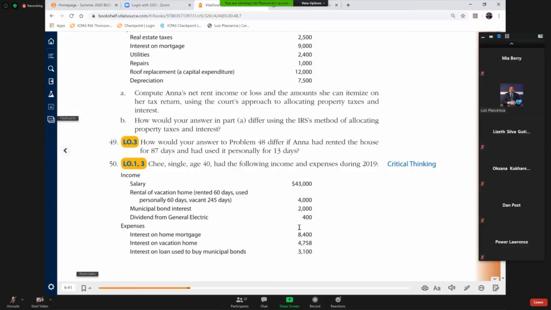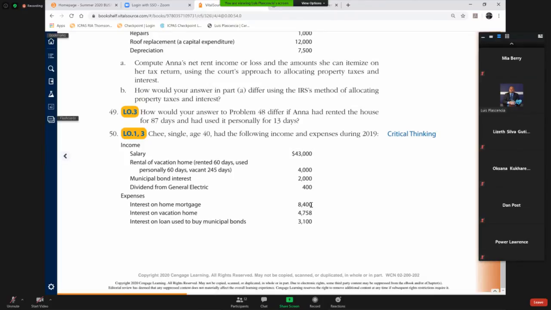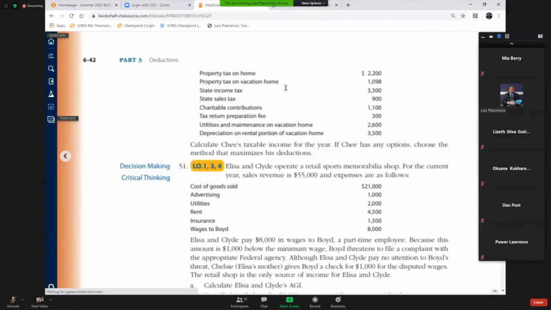We have to figure out the vacation home expenses. All right, so vacation home expenses, interest on the vacation home, 4,758. We're going to see if that's deductible using the ratio. Interest on the mortgage property, I'm assuming that's her first home. And interest on municipal bonds, no deduction, right? And the other side of it, there's additional information. Property taxes, that's an itemized deduction. Property tax on the vacation home, we have to figure that out. How much is allocated to the vacation home? How much is personal? State income tax, itemized deduction.